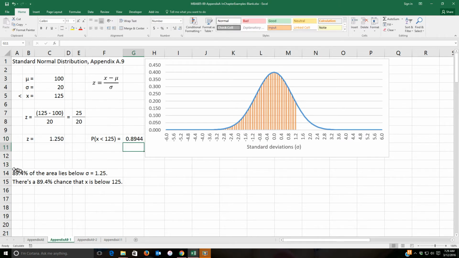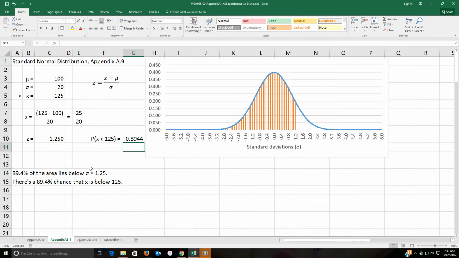So we see that 89.4% of the area lies below sigma, or standard deviation, of 1.25. So there is an 89.4% chance that x is below 125 days. So they have an 89.4% chance of completing the project below the deadline of 125 days.